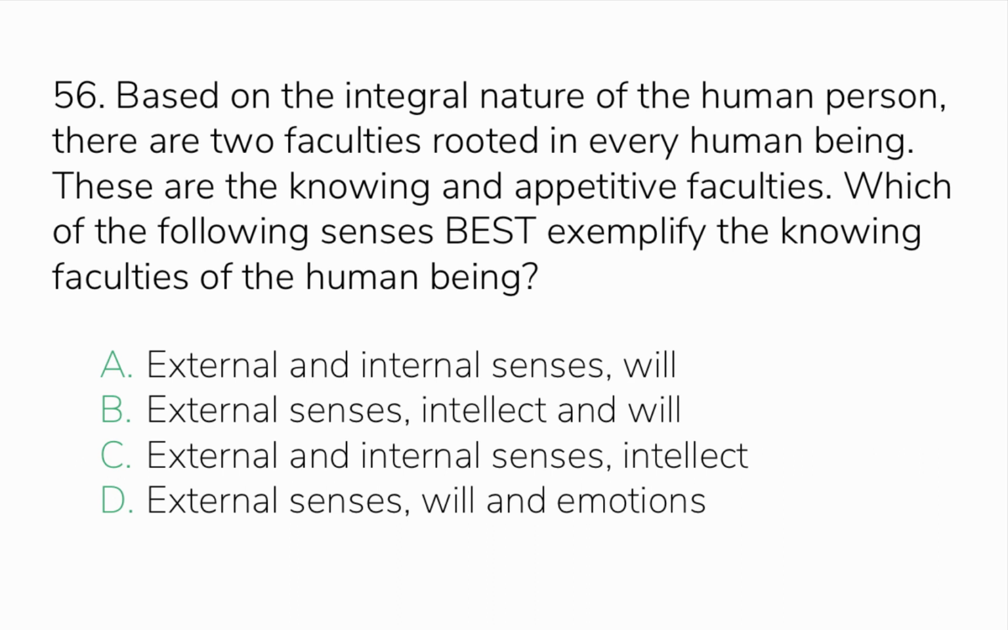Please remember that intellect with the internal and external senses are under our knowing faculty. And will is under the appetitive faculty. Since will is appetitive faculty, and we are looking for knowing faculties, we should eliminate already the options with appetitive faculty. So will. So we have A, B, D. The only option that remains is option C. So no doubt the answer here is of course option C. So that's what we call the process of elimination. Okay, 56, option C.